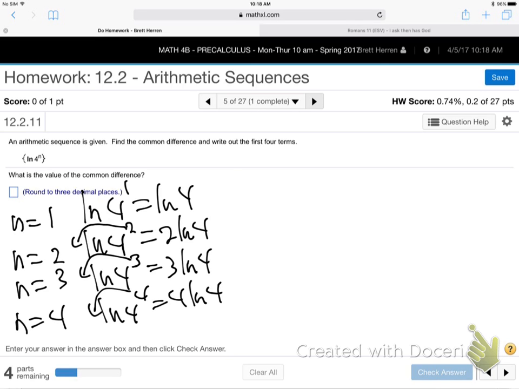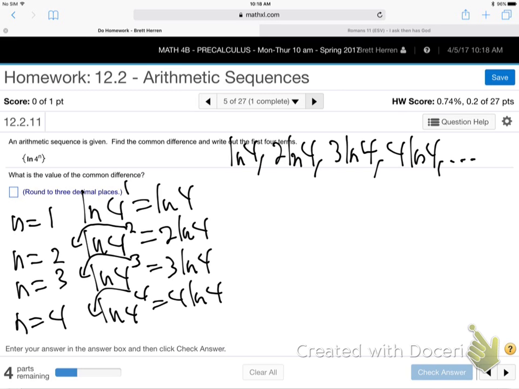So we got that. So what then? Well, that means our first term is natural log of 4. The second one is 2 natural log of 4. Then 3 natural log of 4. Then 4 natural log of 4. Dot dot dot. Is that good? All right. Now, what is the common difference? Like from term to term, what's it going up by every time?